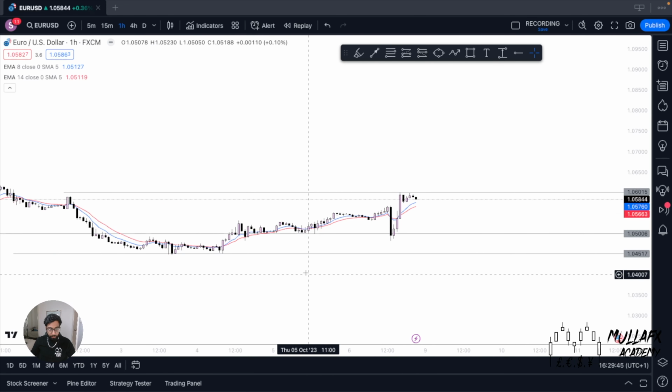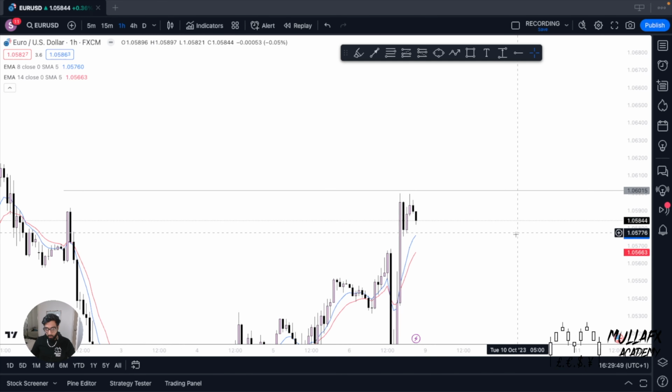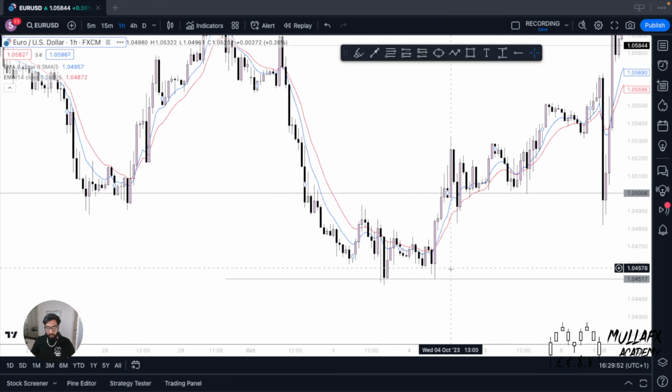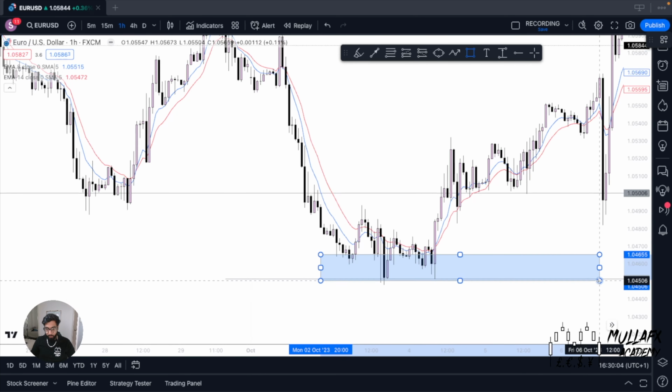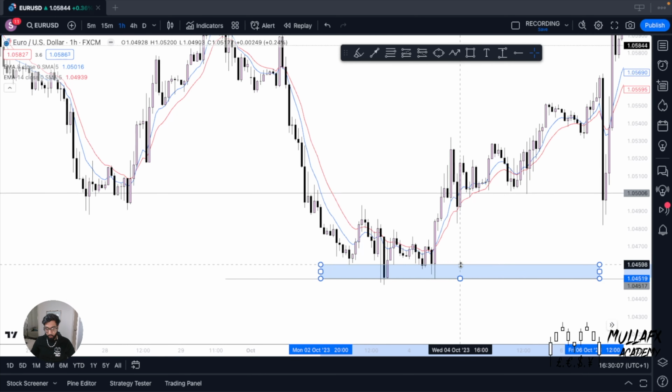For example, over here, if I just scale in, guys, I can see that price came to my key level, 1.04500, and then what happens? We see a huge bullish engulfing. We see rejection all the way across, right? Let me just draw a level of support. It's a horrible level of support, but we're just going to go for it.